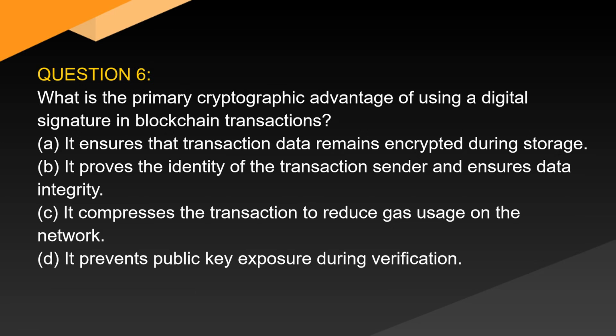Question 6. What is the primary cryptographic advantage of using a digital signature in blockchain transactions? A. It ensures that transaction data remains encrypted during storage. B. It proves the identity of the transaction sender and ensures data integrity. C. It compresses the transaction to reduce gas usage on the network. D. It prevents public key exposure during verification.